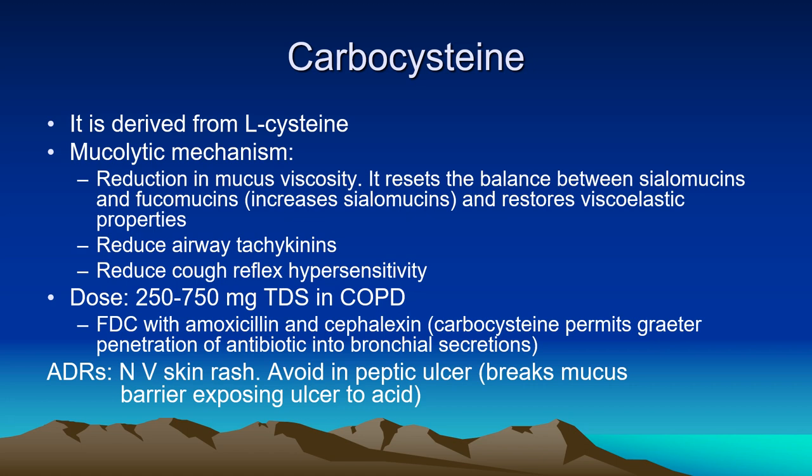Carbocysteine, like acetylcysteine, is derived from L-cysteine, and its mucolytic mechanism is reduction in viscosity by resetting the balance between sialomucins and fucomucins. There is increased secretion of thinner sialomucins, therefore viscoelastic properties are maintained. Airway tachykinins are also reduced and the cough reflex is also suppressed. Usual doses are 250 mg to 750 mg three times a day in COPD.